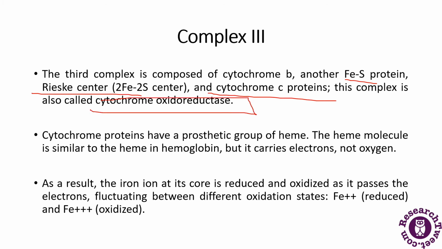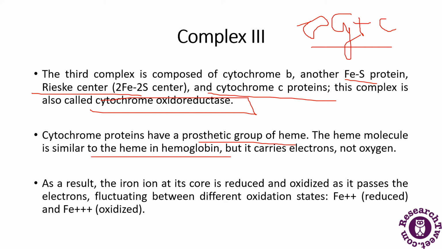As in the figure, there was a depiction of cytochrome c. So here the role of cytochrome c comes into the picture. Cytochrome proteins have a prosthetic heme group, and this heme molecule is similar to the heme in hemoglobin. So it carries the electrons but not the oxygen.